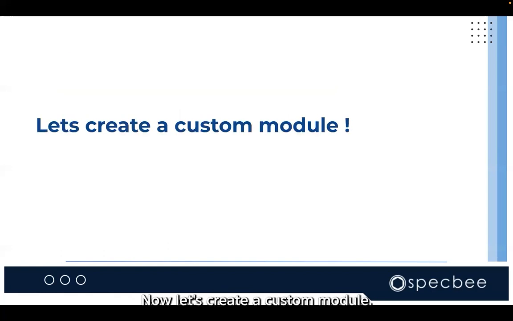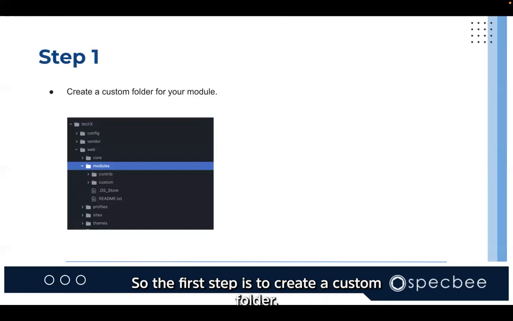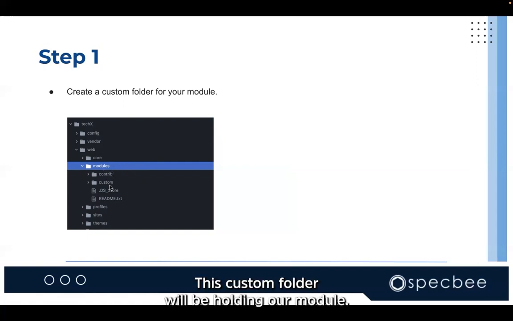Now let's create a custom module. Before doing it practically, there are some essential steps which I need you guys to follow. The first step is to create a custom folder. This is a Drupal 9 structure, so you have to create a custom folder inside this modules section. This custom folder will be holding our module.